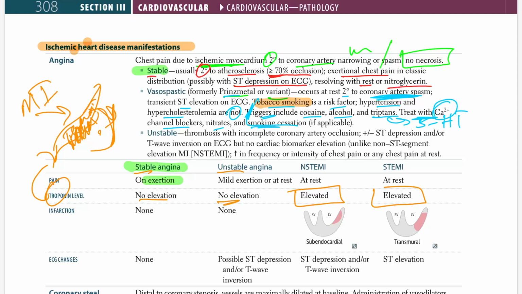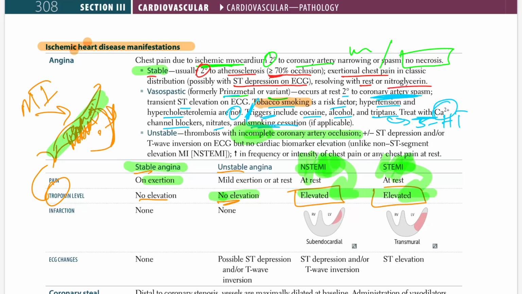Not even in unstable angina, because remember, unstable angina was just incomplete coronary artery occlusion. It is not a fully complete occlusion, it's an incomplete occlusion, meaning blood is still going. When the blood is still going, you are not going to have a death of these tissue cells, leading to no troponin elevation. But in your NSTEMI, which is non-ST segment elevation MI, and ST segment elevation MI, in these cases, because we're talking about MI, myocardial infarction, as the name suggests, the troponins will be high.